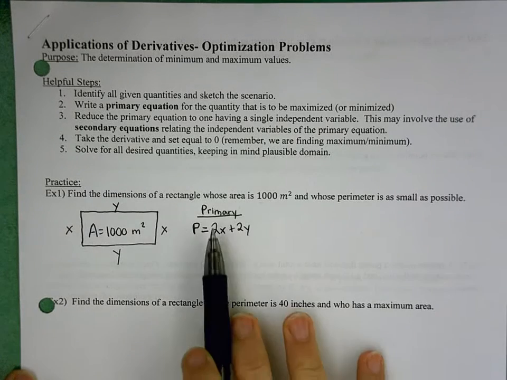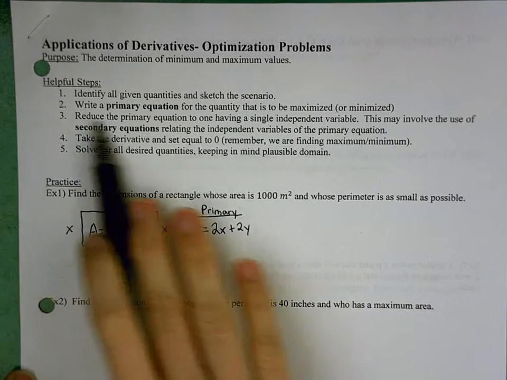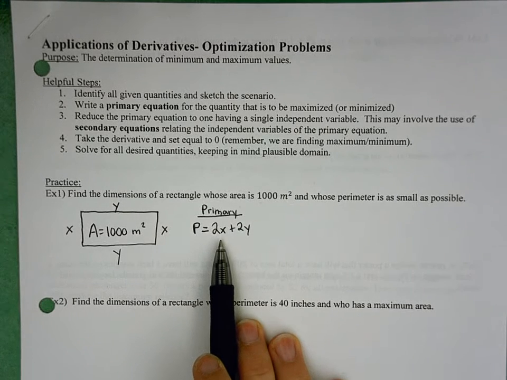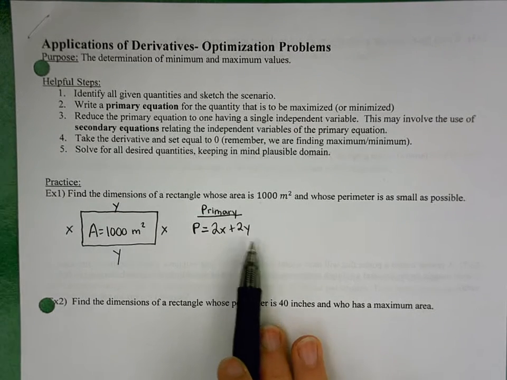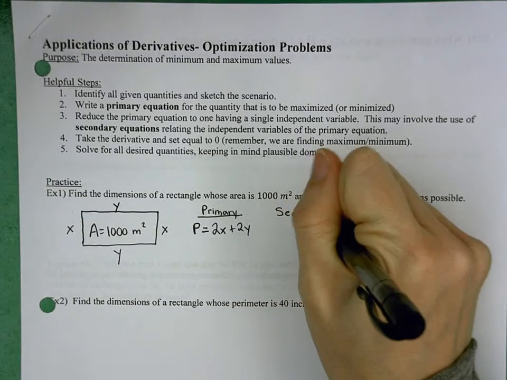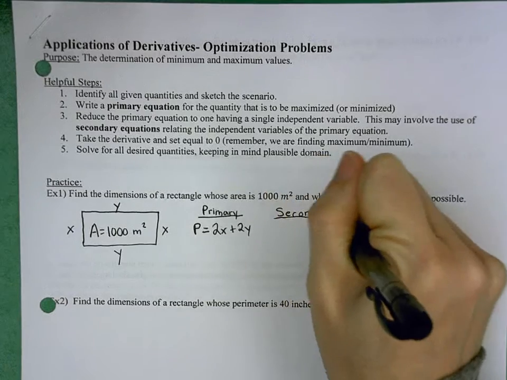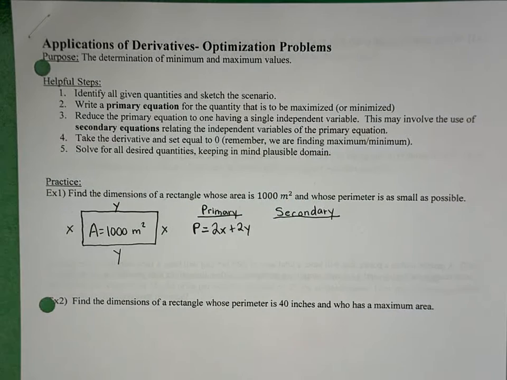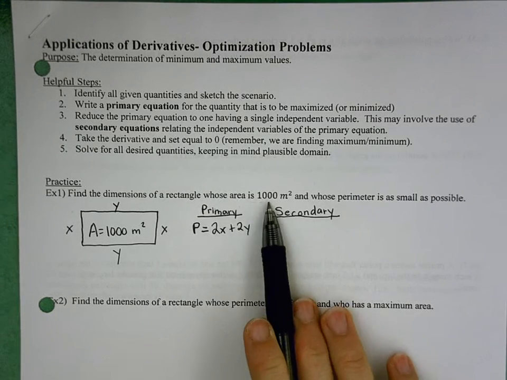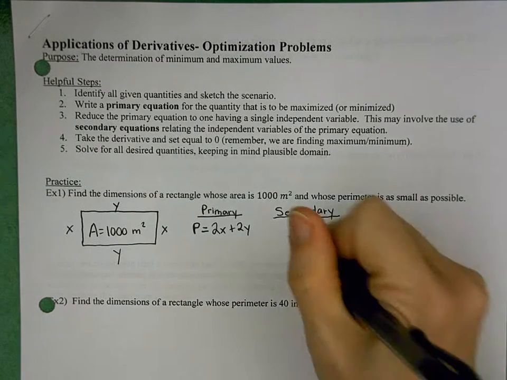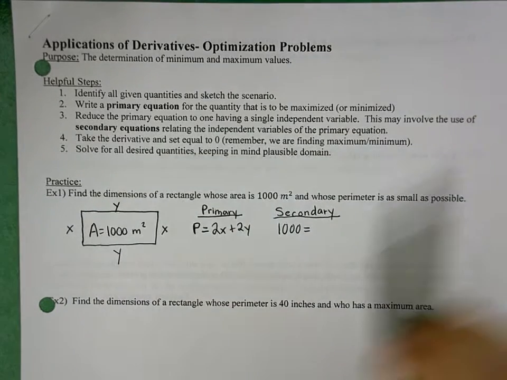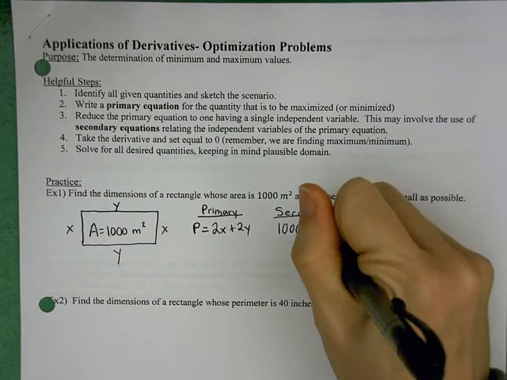Okay, so you can see here we have two variables. This is where step 3 comes in. We want to get this equation either entirely in terms of x or entirely in terms of y. Okay, so that's where we need a secondary equation. My secondary equation is going to be some sort of given fact. In this case, my given fact is that my area is 1,000 meters squared. And so I'm going to go ahead and write that. My area is 1,000 meters, and area for this rectangle is xy.